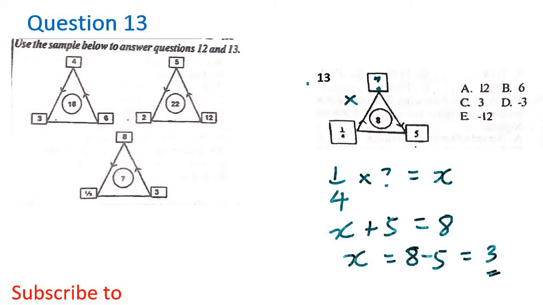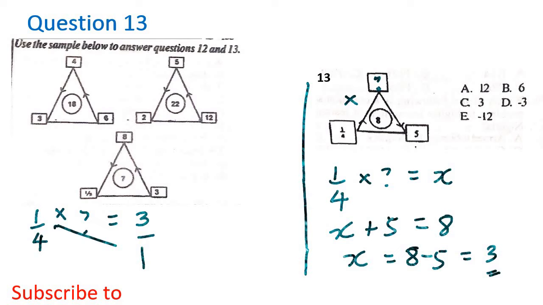Now, let me continue here. 1 over 4 times the question mark is equal to x, which is 3. Right? Yes. So all we need to do is to cross multiply. If we cross multiply, this question mark times 1 will give me question mark. Then 4 times 3 give me 12. The right answer is 12, which is A.